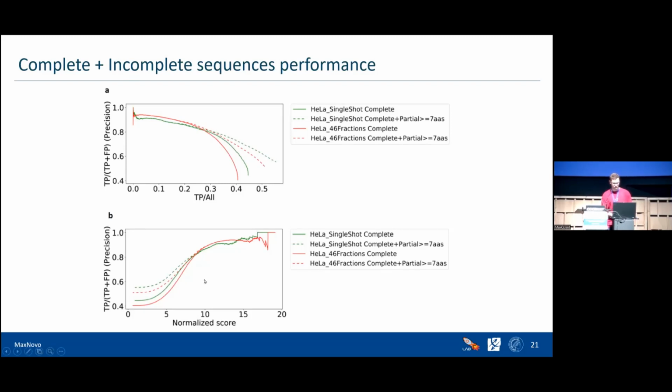And with the normalized score, we see that complete and short sequences start agreeing after a normalized score of 10. And this is, I think, the default. Actually, MaxNovo doesn't have a default threshold for normalized score. It outputs all the identifications, but this is probably the default value that you should choose when you filter your data.